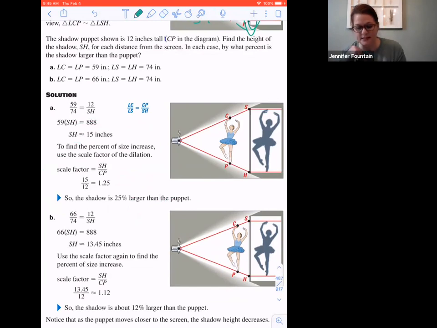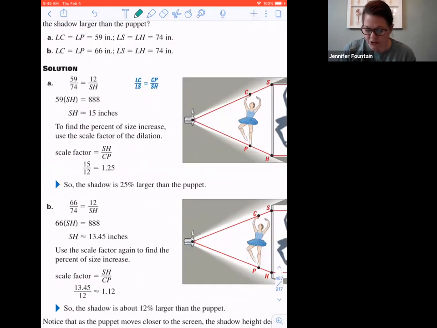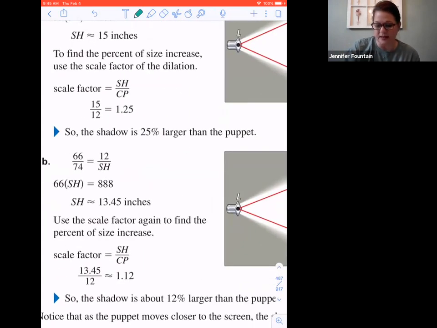All right, so part B says LC equals LP, but now we're at 66 inches. LS and LH are 74 inches. Okay, so now we just do the exact same thing. We plug in 66 over 74 equals 12 over SH. So now we find that our figure is 13.45 inches.